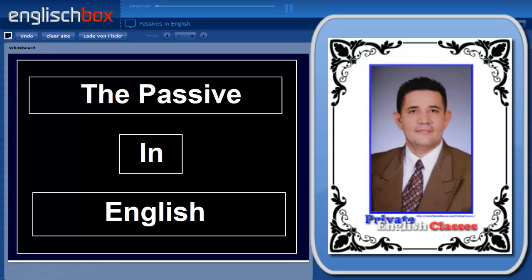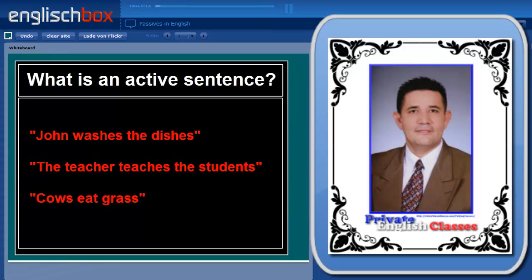Today we are going to talk about the passive voice in English. So let's start by considering what an active sentence is. On the whiteboard in front of you, you have 3 examples of active sentences. Number 1, John washes the dishes. Number 2, the teacher teaches the students. And number 3, cows eat grass.